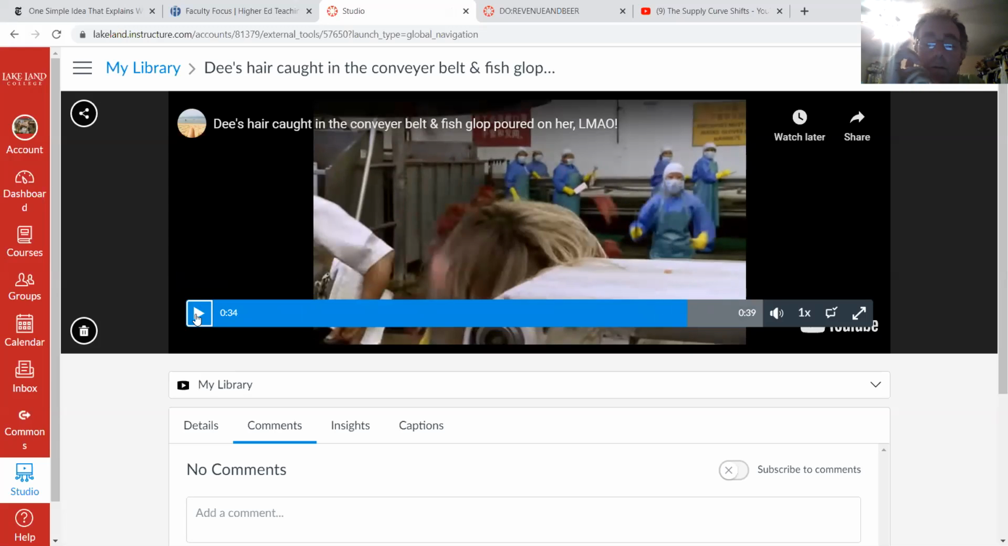Right? Your hair gets caught. So the question is, do you think this is a shift left or shift right of the supply curve or demand curve? So this is a problem that's happening at the factory, right? And remember, supply is what I have, demand is what you want. And you can want all the fish possible, right? My demand for fish hasn't changed. So what's going on here is the production of fish has gone down because of the accidents.